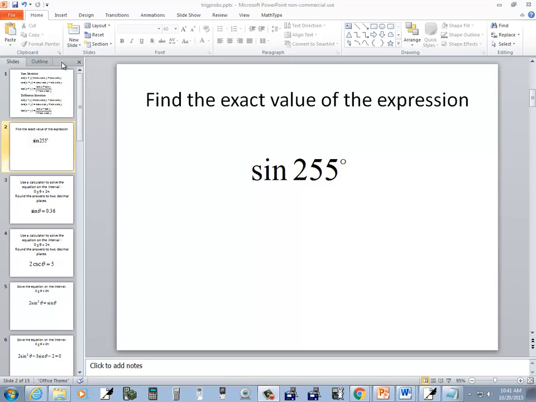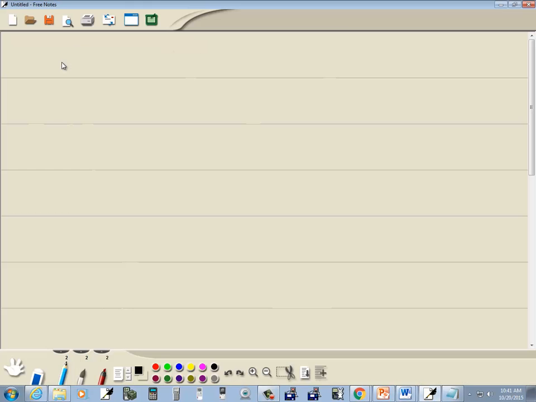Let's take a look at this problem. We want to find the exact value of the expression sine 255 degrees. So, sine 255 degrees.